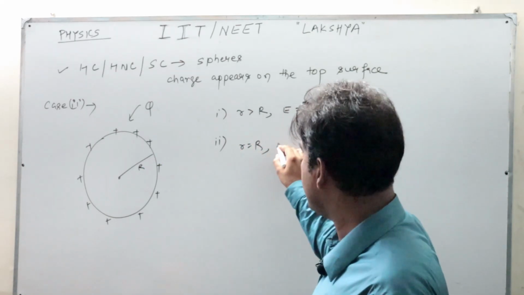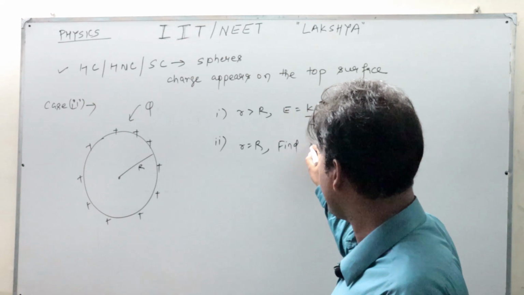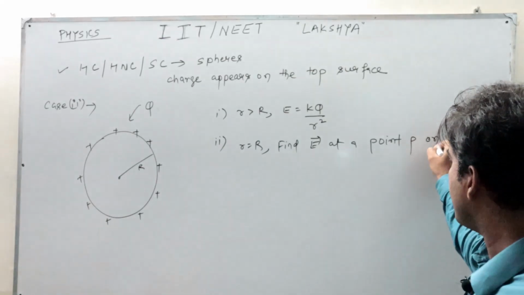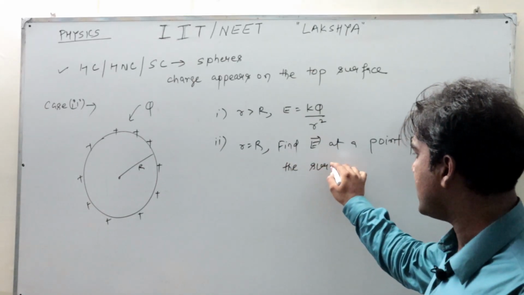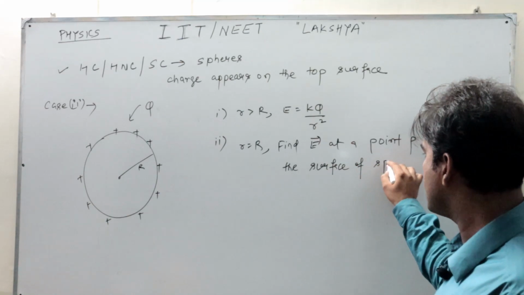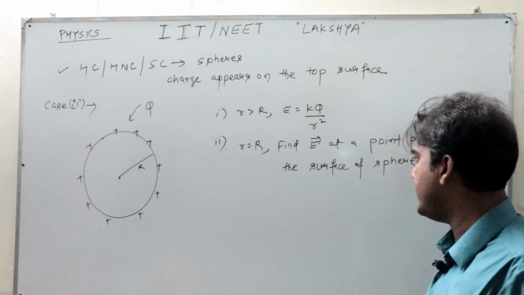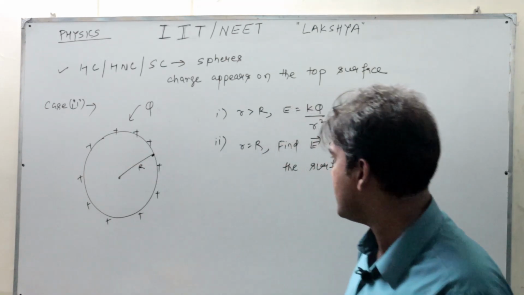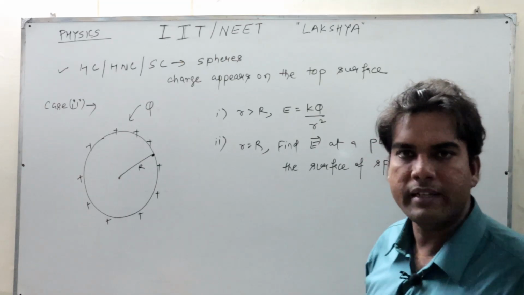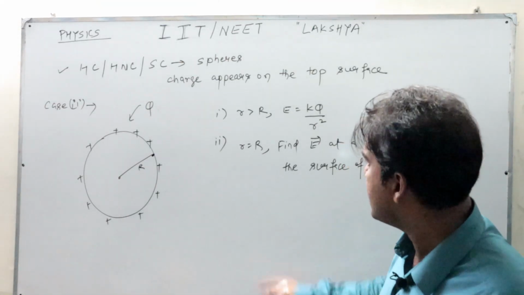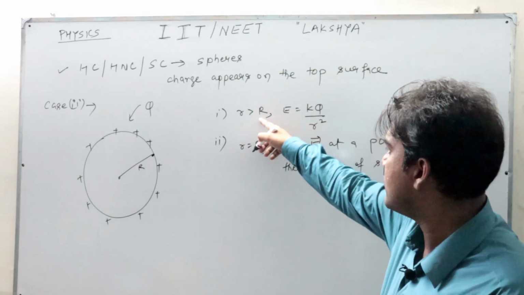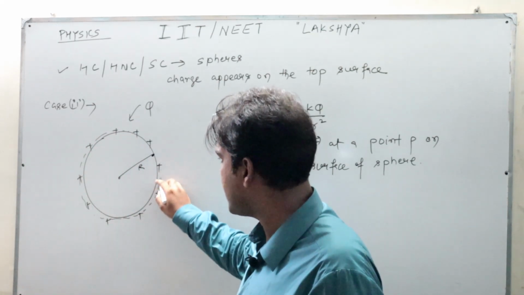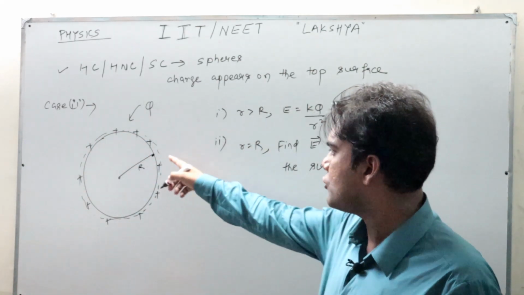It means we are finding the electric field E at a point P on the surface of the sphere. At this surface we are finding the electric field. So basically what we can do here is, in this formula, can I substitute r equals to R? Yes. Or you can take an imaginary Gaussian surface which is just greater than r equals to R. That way also you can do.